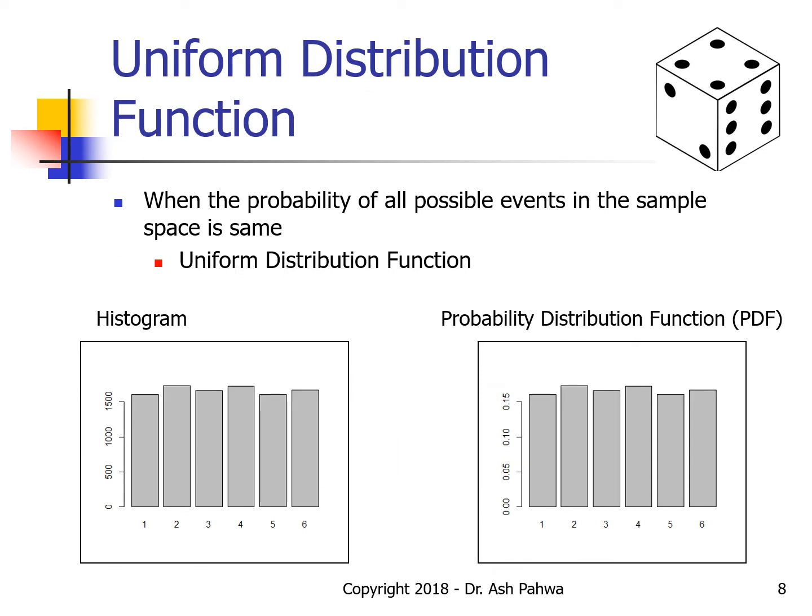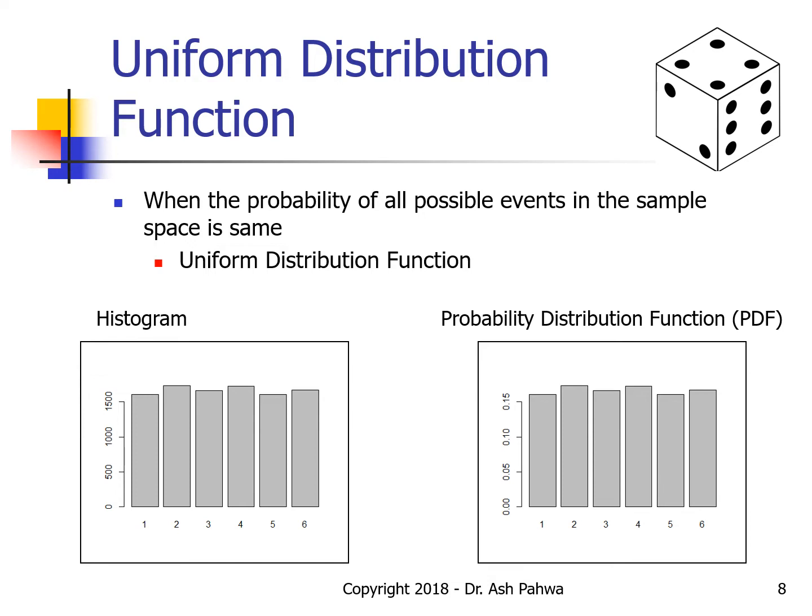Next, let us define the uniform distribution function. When the probability of all possible events in a sample space is the same, then it becomes a uniform distribution. A classic example of this again is a die. When we toss a die, then the probability of all events is going to be the same. So there are 6 possible events that can happen. We are going to get either 1, 2, 3, 4, 5, or 6. So when the probability of all events is the same, we call this a uniform distribution.